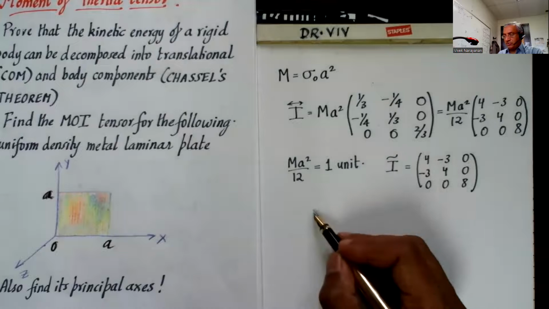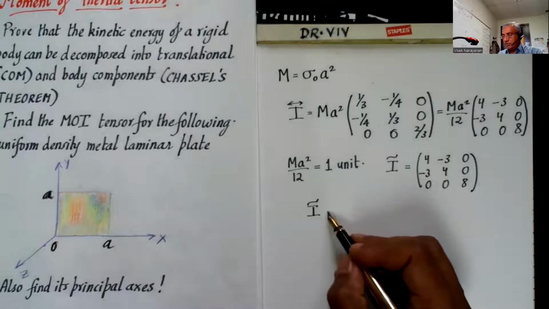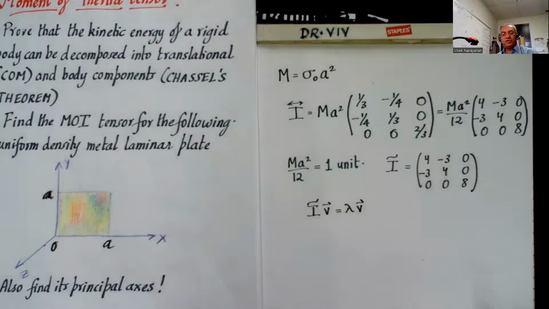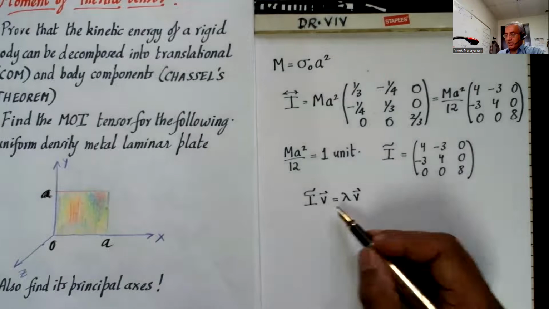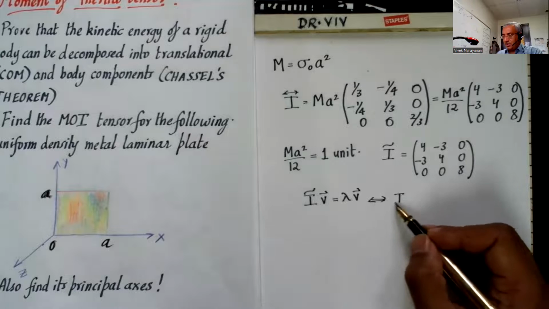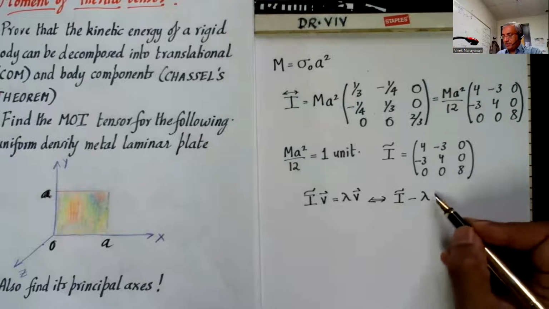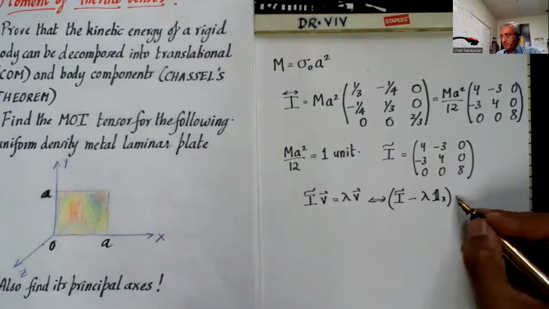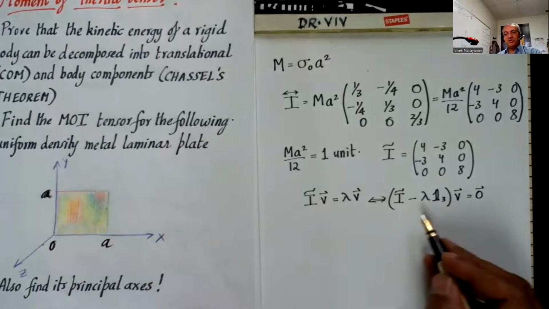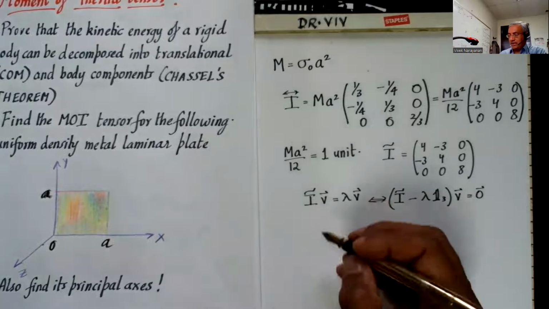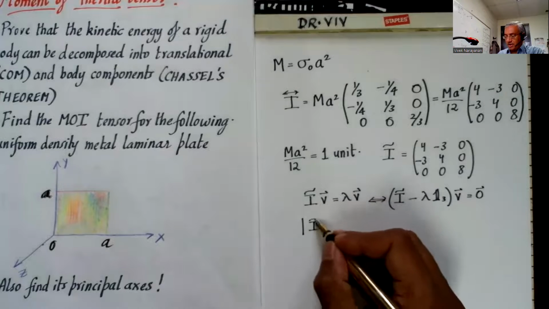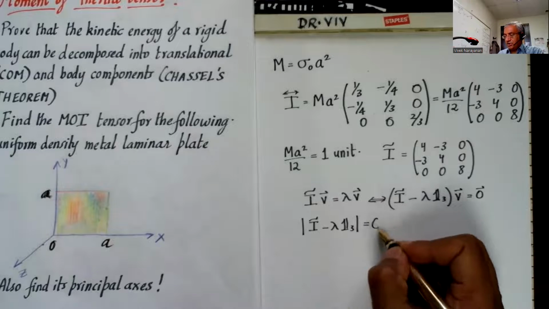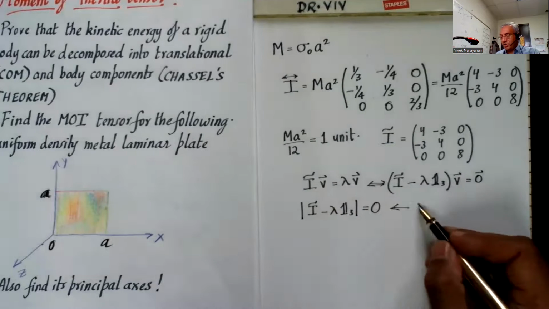And to diagonalize this, what we need is to solve the eigenvalue equation, I v equals lambda v. So this is a typical matrix eigenvalue equation, and this can be written as I minus lambda times the identity matrix in 3 dimensions, which I'll write as 1_3, times v equal to the 0 vector. Now this has a unique solution by Cramer's rule if and only if the determinant of I tilde minus lambda times 1_3 is equal to 0. So this is called the characteristic equation.